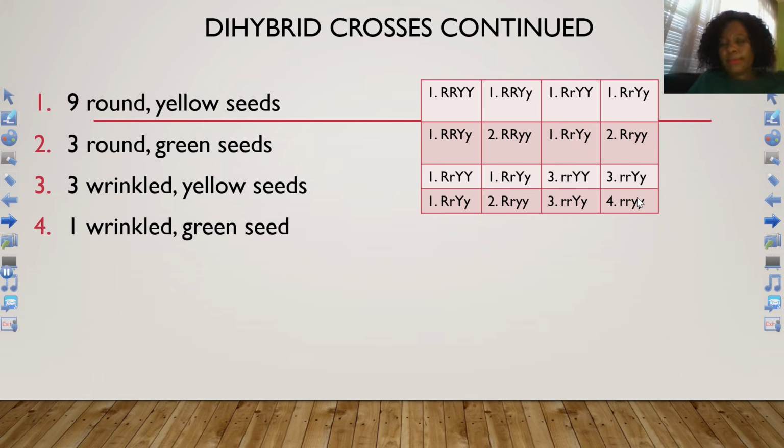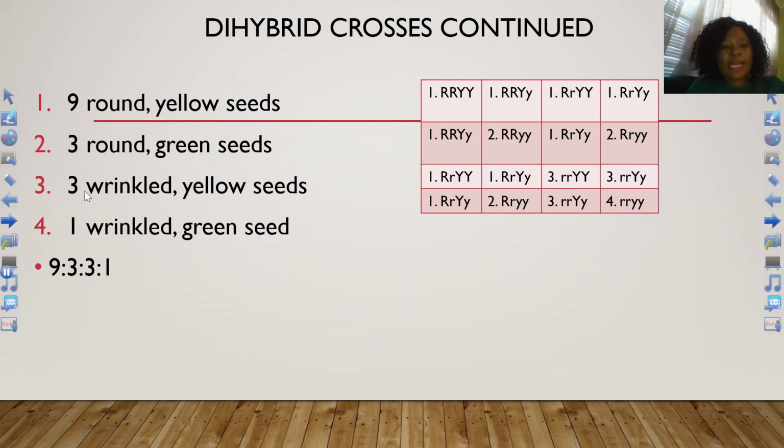Now I want you to remember, what did we cross at the beginning? In P1, we crossed 2 parents, one with round and yellow seeds, and the other with wrinkled and green seeds. What we see now from the results of this cross is that we have our offspring in the ratio of 9:3:3:1. So that is the phenotypic ratio.